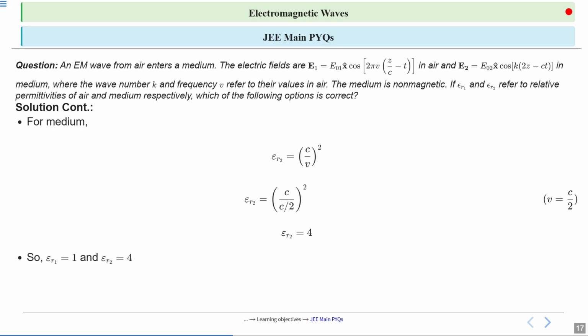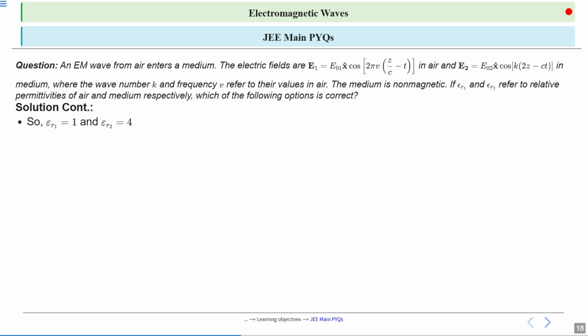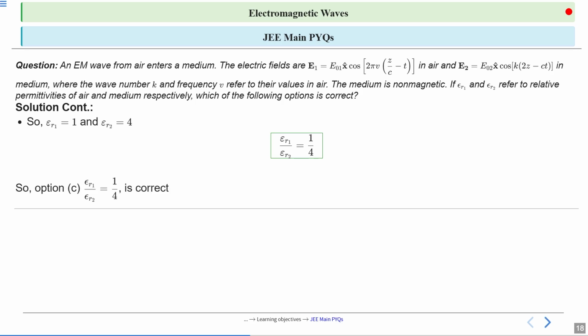Now we have to find epsilon r1 upon epsilon r2 according to the options. So epsilon r1 is 1, epsilon r2 is 4. So the ratio of both these permittivities will become epsilon r1 upon epsilon r2 equal to 1 by 4. So which option is correct? Option C, epsilon r1 upon epsilon r2 equal to 1 by 4, is the correct option. Okay.